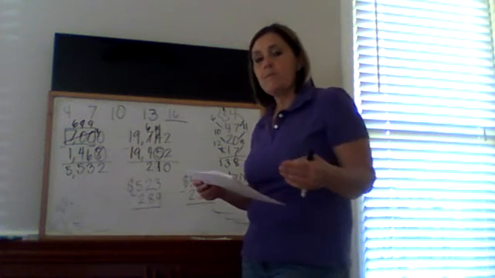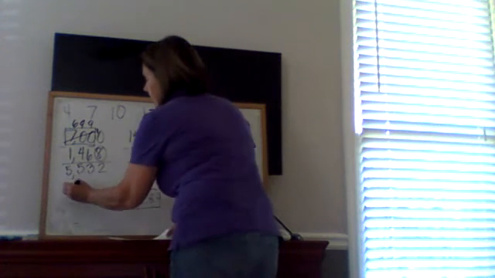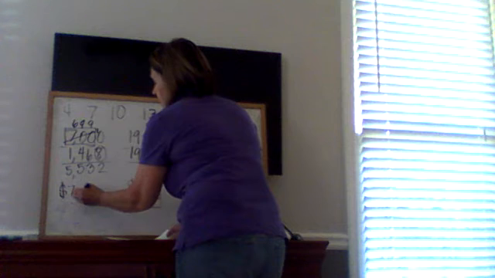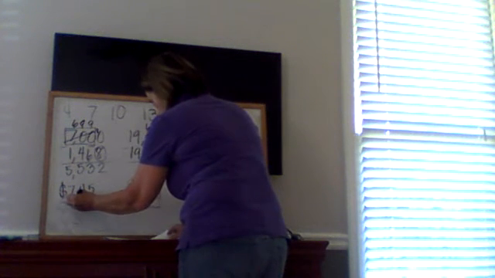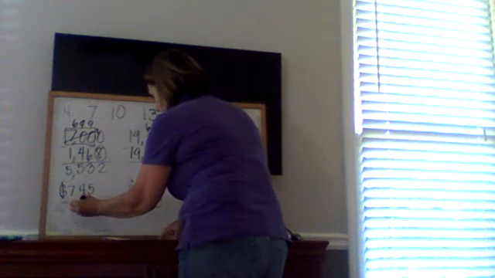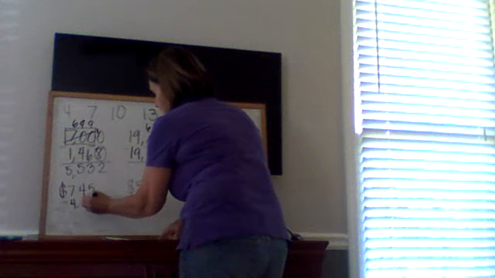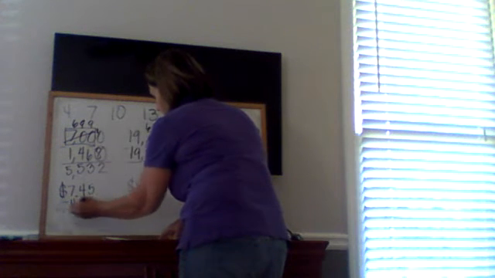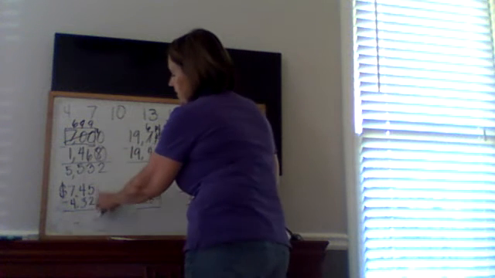Now, this is not a problem that most of us can do in our heads, so we're going to need to write it down. I need you to put your dollar sign, keep your dollars and your cents, as well as your decimal point, lined up. He saved $7.45. He spent $4.32 on a puzzle book. And then we're going to subtract.